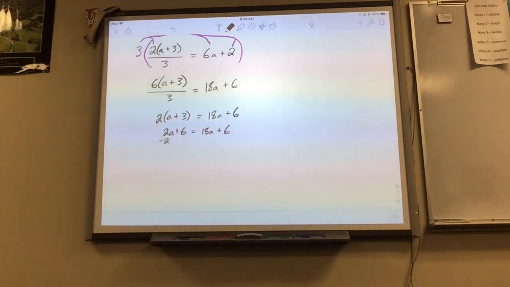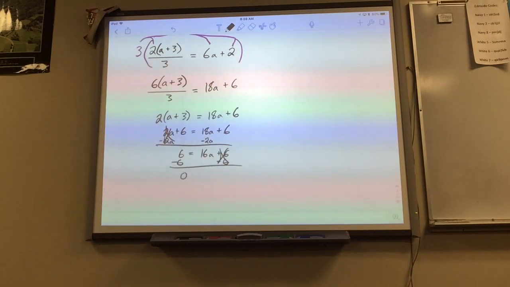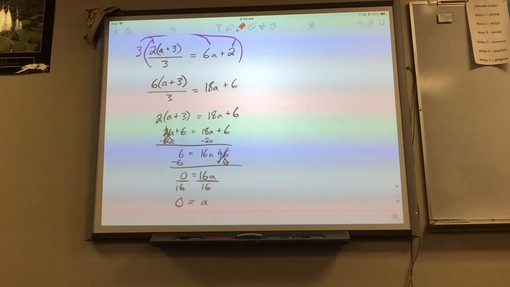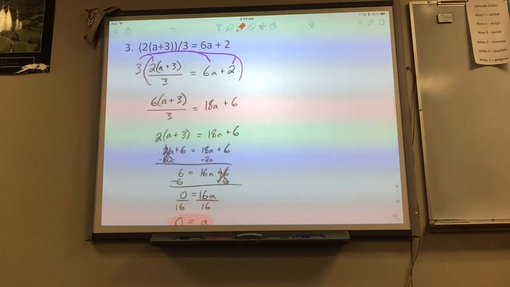Okay, so we subtract 2a minus 2a. 16a plus 6 minus 6 minus 6. That's 0 equals 16a. Divide 0 by 16. What's 0 divided by 16? 0. If we take nothing and we divide it into 16 parts, it's still nothing. It's just 16 sets of nothing.